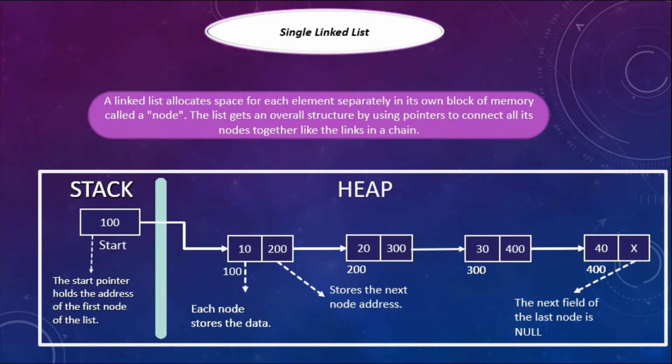The start pointer is an ordinary local pointer variable, so it is drawn separately on the top left to show that it is in the stack. The list nodes are drawn on the right to show that they are allocated in the heap.